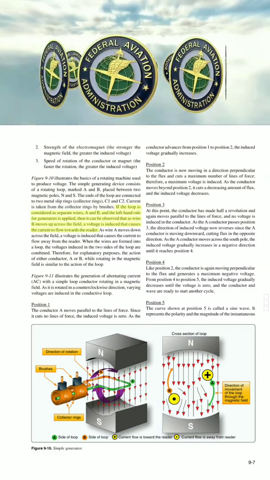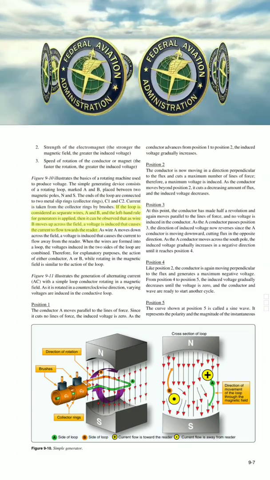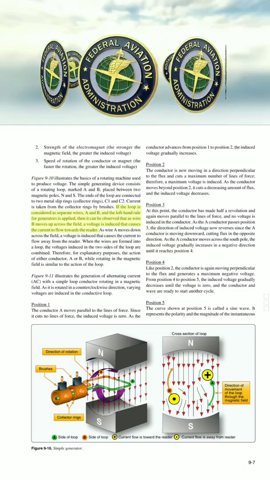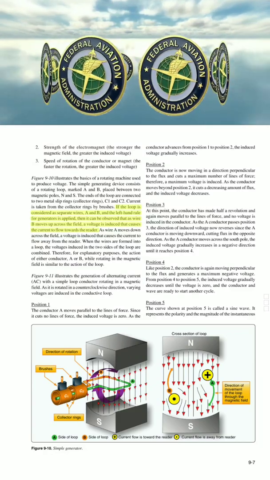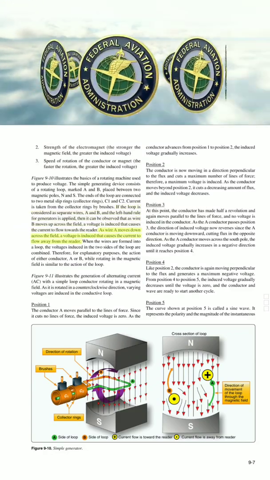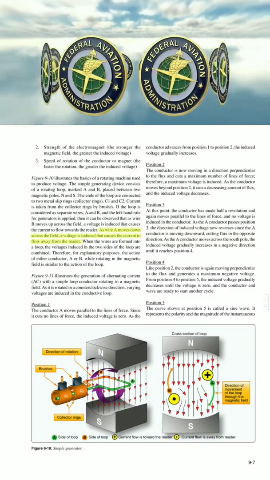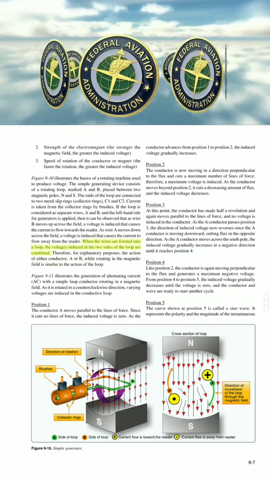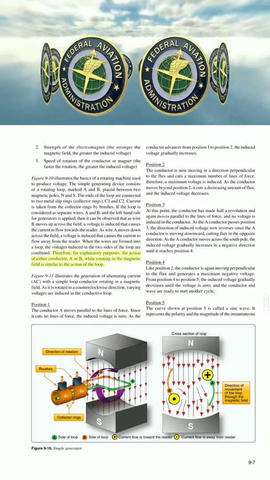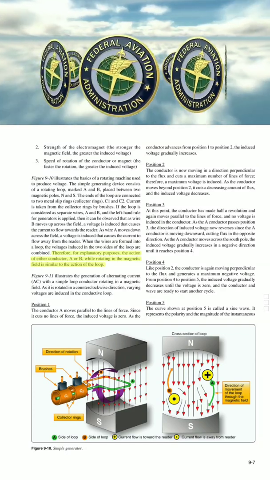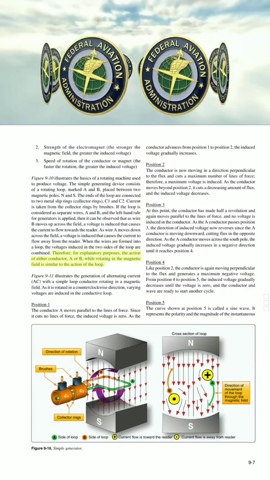If the loop is considered as separate wires, A and B, and the left-hand rule for generators is applied, then it can be observed that as wire B moves up across the field, a voltage is induced that causes the current to flow towards the reader. As wire A moves down across the field, a voltage is induced that causes the current to flow away from the reader. When the wires are formed into a loop, the voltages induced in the two sides of the loop are combined. Therefore, for explanatory purposes, the action of either conductor, A or B, while rotating in the magnetic field, is similar to the action of the loop.